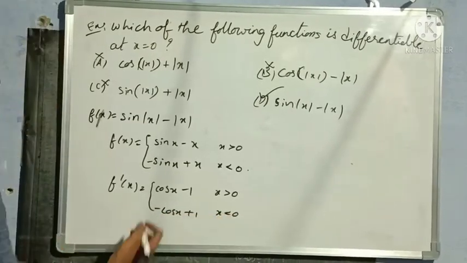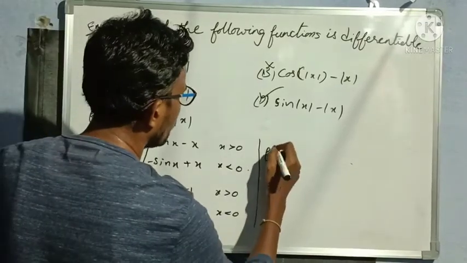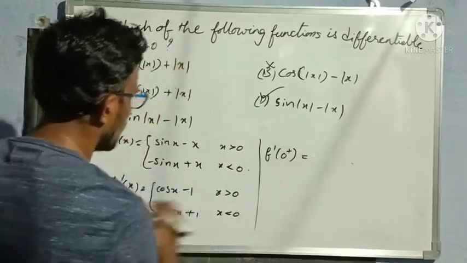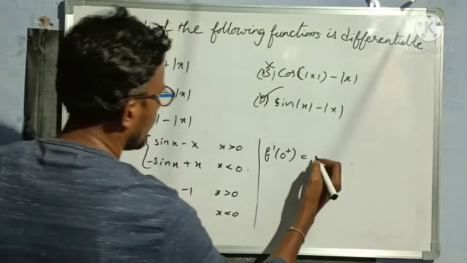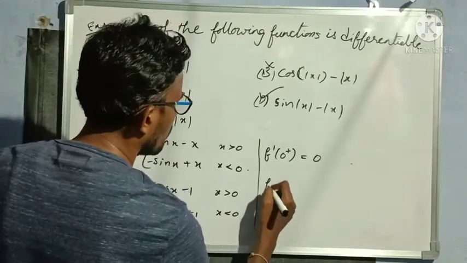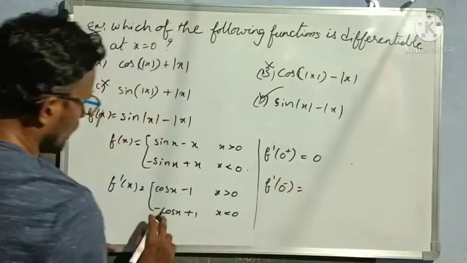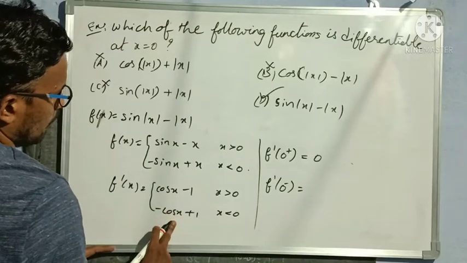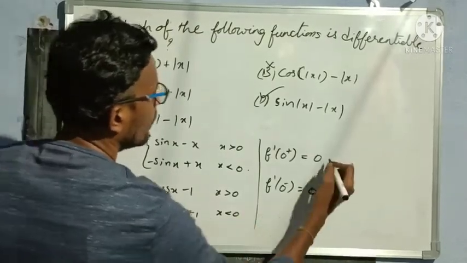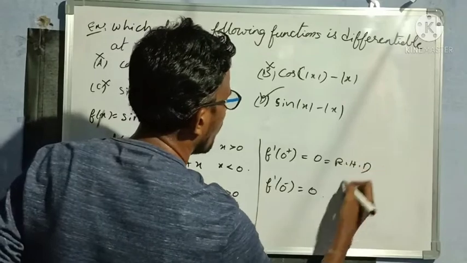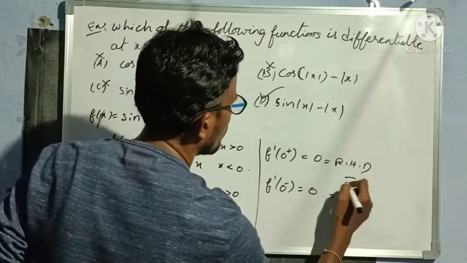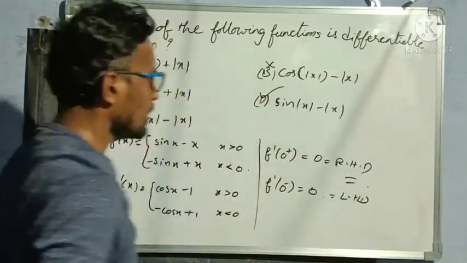Okay, so now f dash of 0 plus and f dash of 0 minus. F dash of 0 plus is equal to cos 0 is 1, 1 minus 1 is 0. F dash of 0 minus, so here minus cos 0 is nothing but minus 1 plus 1. Here also we are getting 0. This is RHD, this is LHD. So both are equal. So we are getting this is differentiable.